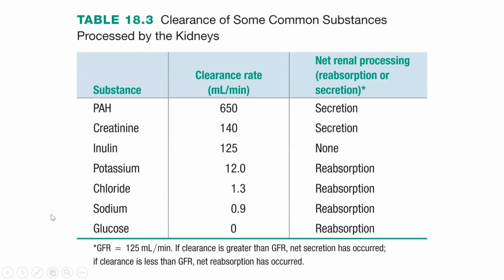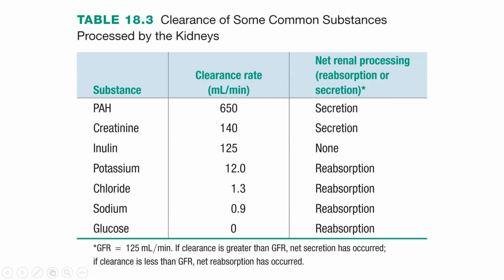Now, this table is giving us an idea of some of the clearance rates of common substances. And I don't really want you to memorize this, but I do want you to have an idea of understanding what clearance means based upon these values. So PAH is para-aminohippuric acid. This is actually an exogenous substance that's injected into the veins, and we use it to measure the clearance rate because it's secreted.